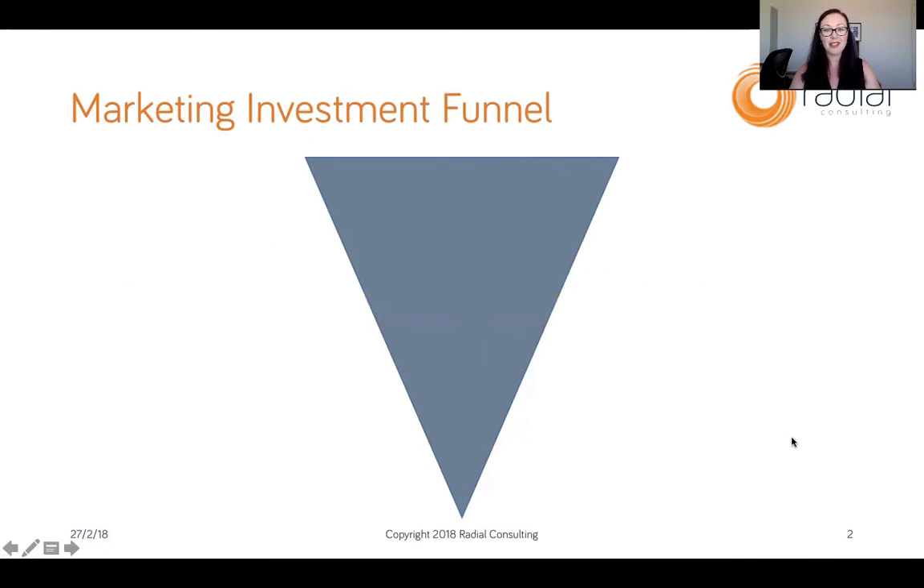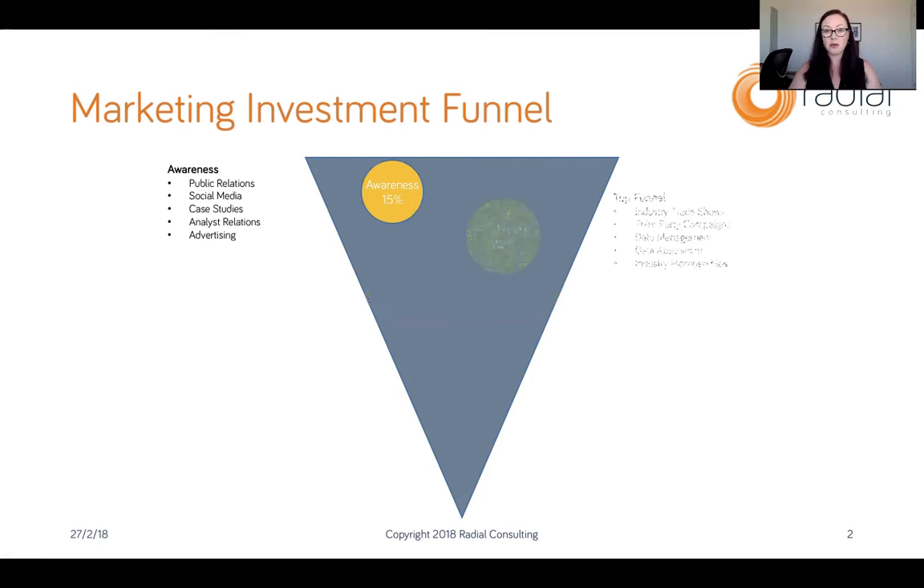So this is our lovely little marketing funnel, and we're going to start at the very top here with the awareness piece. As you can see, we are looking at spending about 15% of your overall marketing budget on awareness. That'd be PR, case studies, social media, analyst relations, advertising. Very obvious. Really great area of your spend, and I will go through in a moment what the ROI expectations can be from your awareness. Let's move through to the next area.